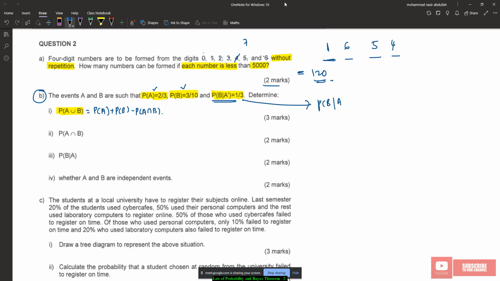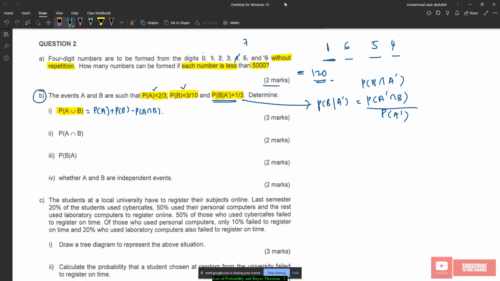B given A complement should be equal to probability of A complement intersect B, or if you like, probability of B intersect A complement. This is the idempotent law, the same thing. Associative law or idempotent law, I don't remember. Divided by probability of A complement. Right? So this is still not solving our problem, because we don't know the probability of A intersect B.